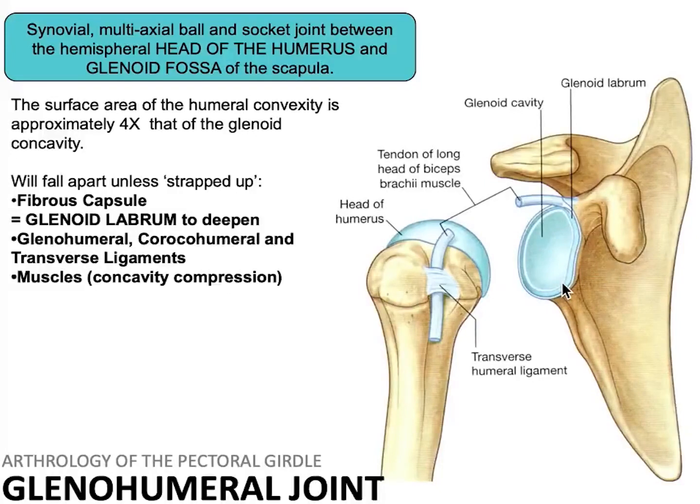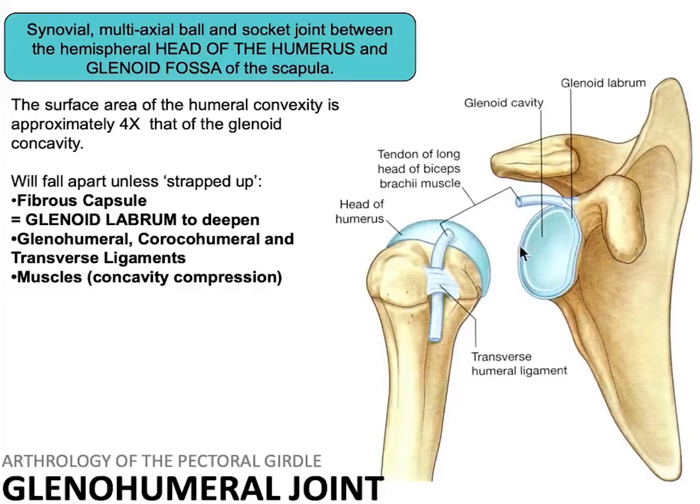Its anatomy is a compromise between the requirements for motion or mobility and stability, and both depend on the surrounding muscular and soft tissue envelope more so than the shape and the surface area of the articulating surfaces. So we can see that the surface area of the humeral convexity is approximately 4 times that of the glenoid concavity. We can also liken this joint to a teacup sitting on a saucer. So the saucer being our glenoid fossa, the teacup being the head of the humerus.